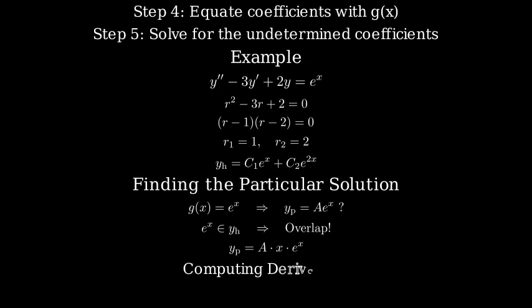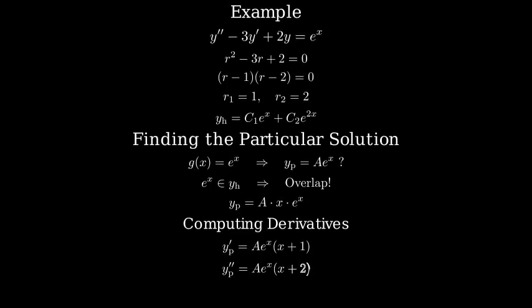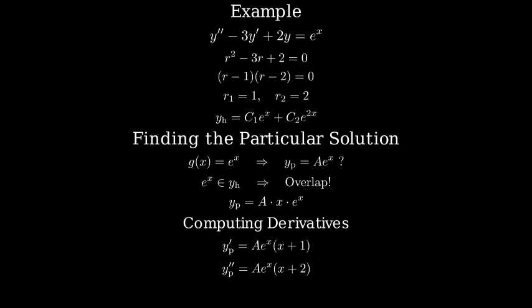Now let's compute the derivatives. The first derivative is y prime sub p equals a times e to the power of x times the quantity x plus 1. The second derivative is y double prime sub p equals a times e to the power of x times the quantity x plus 2. Now, let's substitute these expressions into our original differential equation.